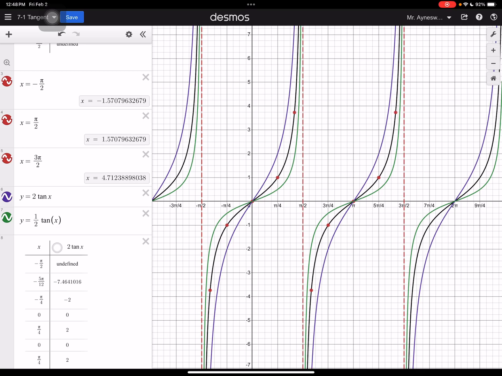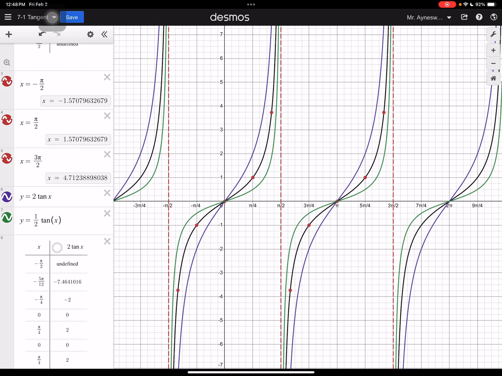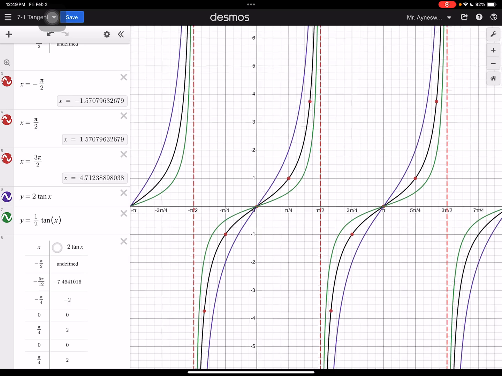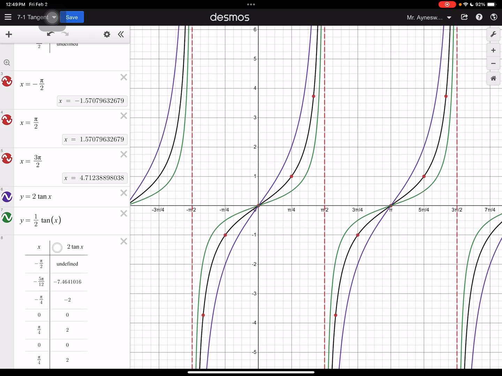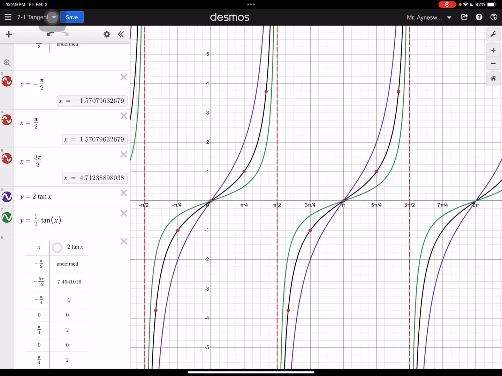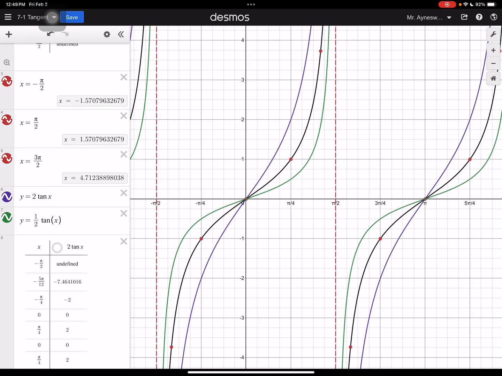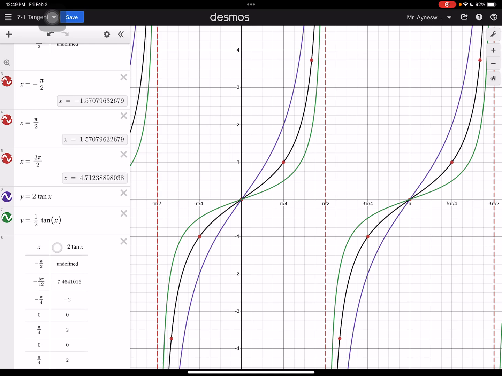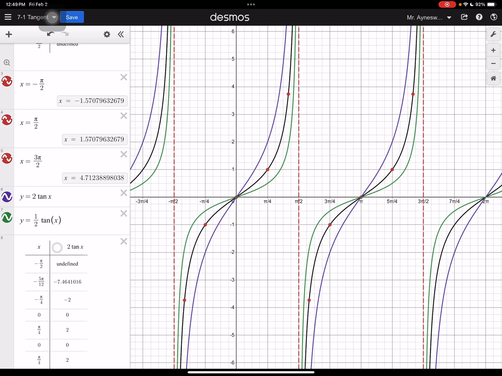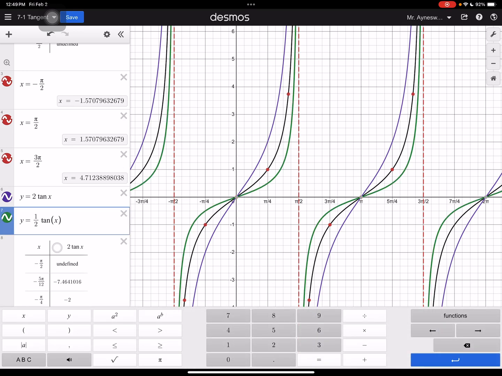Okay, so let's take a look at what we have here. We have all 3 functions in. The one in black is my parent function, tangent of x. The one in purple is 2 tangent x. So look, it's all color coded here, guys. Okay, so focus in on this right here. And the green one, that's 1/2 tangent x. So keep that in mind.